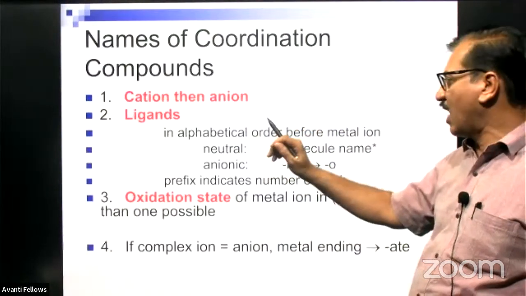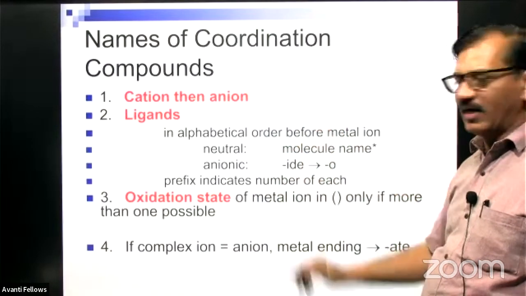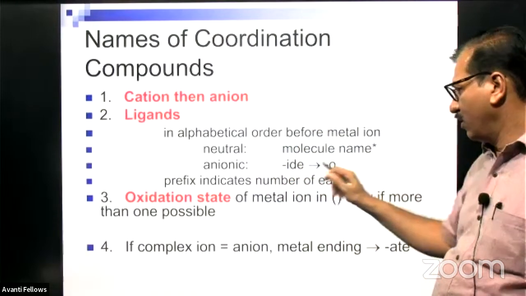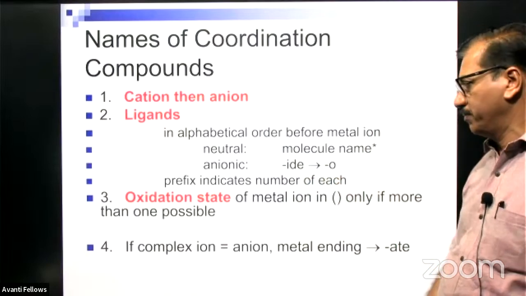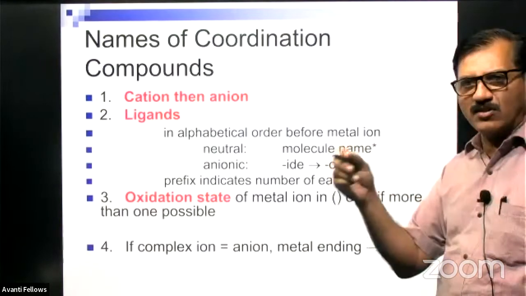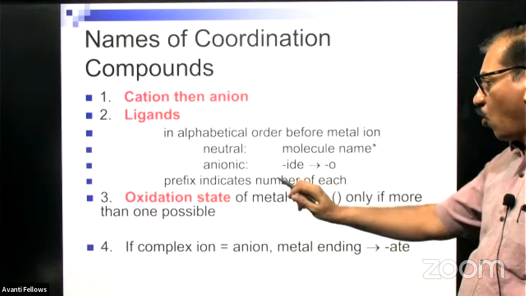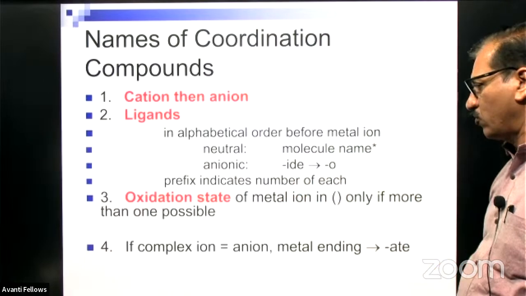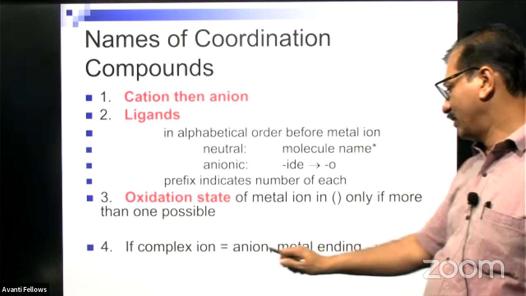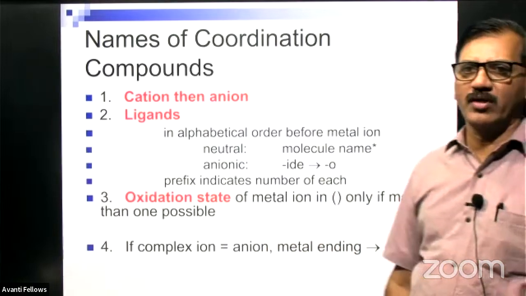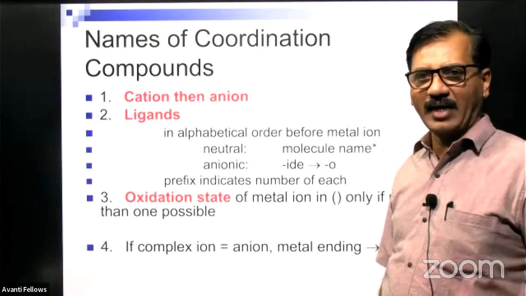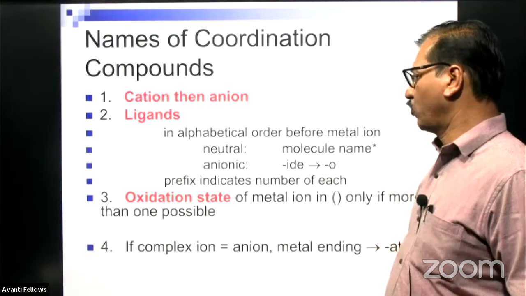Ligands are to be arranged in alphabetical order. Anionic ligands, instead of IDE, use IDO. The prefix indicates the number of each: how many ligands are there, that should be the prefix. The oxidation state of the metal ion is to be written in parentheses. If a complex ion is an anion, then the metal name should end with ate. So these are the consolidated rules for naming a coordination compound.